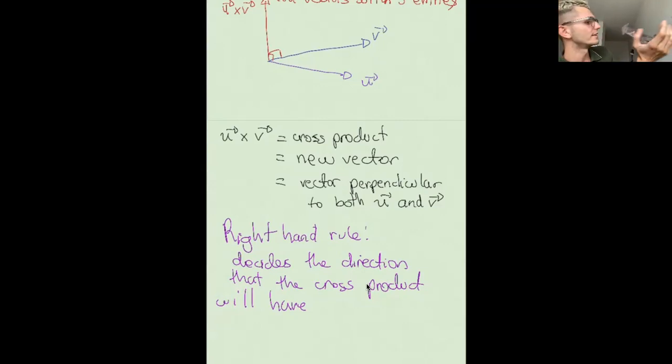So say this is a vector u. What I would do is put my fingers pointing along u, and then I would close my fingers towards the vector v, and then my thumb would give me the direction of the cross product. So I just curl my fingers towards v.